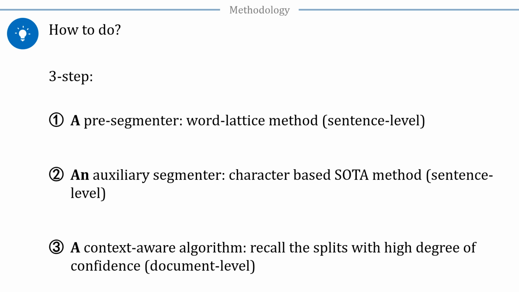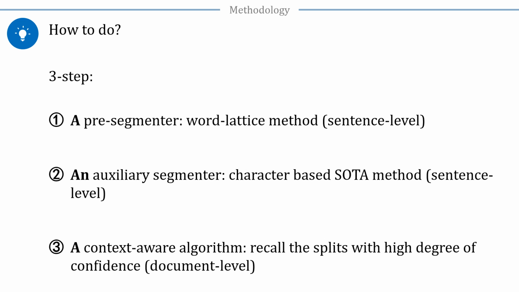Through the first 2 steps, some uncertain segmentation splits are detected. Finally, we use a context-aware algorithm to record the splits with high degree of confidence. The confidence is computed by our proposed formula. The formula takes into account context information and the marginal probabilities of each split.